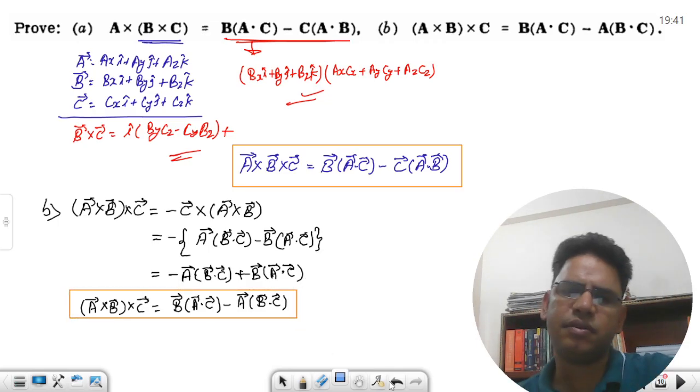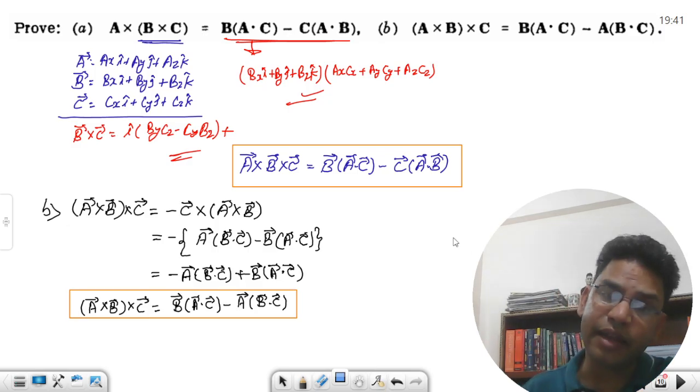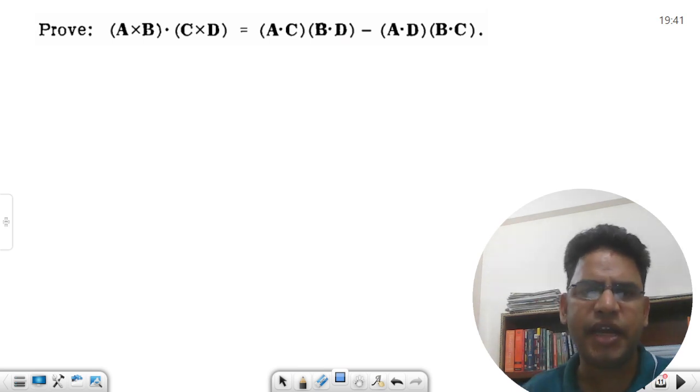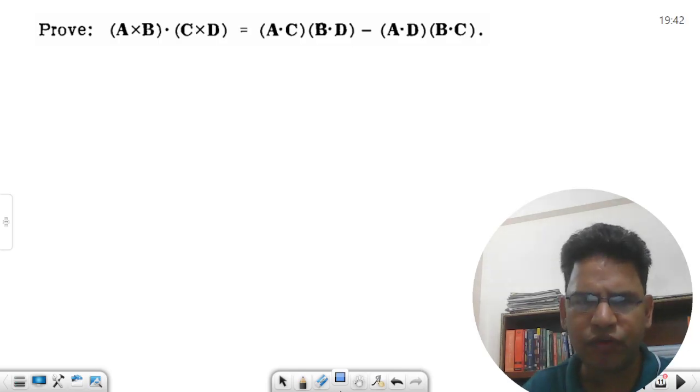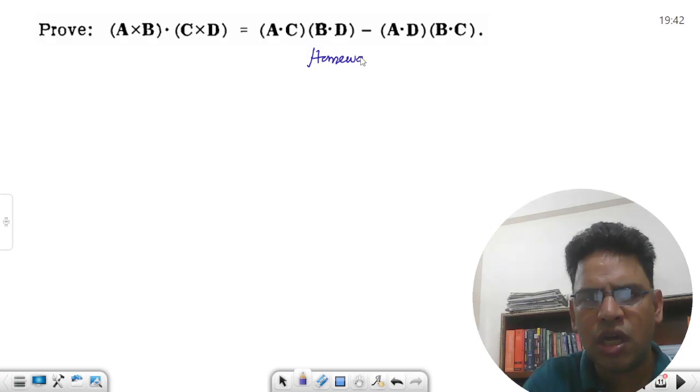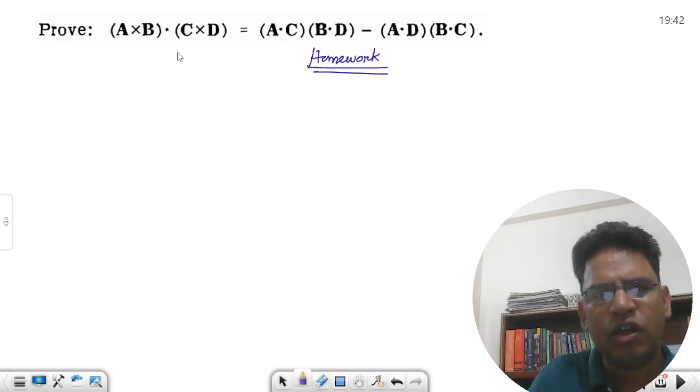As simple as it is. Again, an important consequence of the vector triple product. Now, the next one for you: A dot A cross B dot C cross D. You have to prove it, and let me give you a hint. Again, this is homework for you. You get to do this calculation on your own. But if you need some help, what can you do?